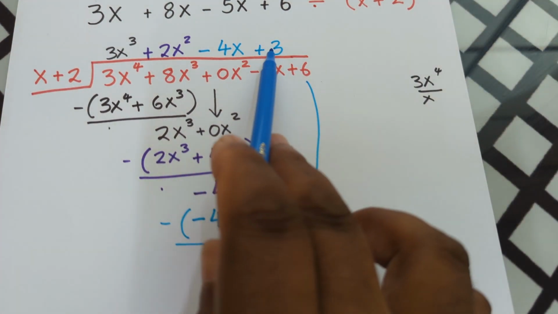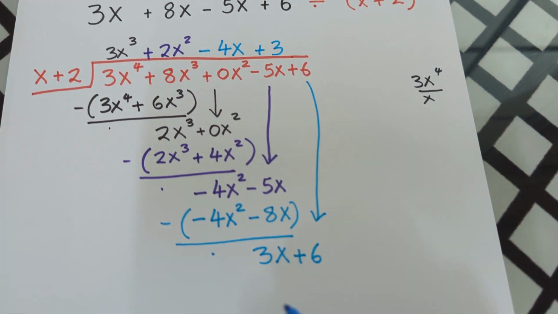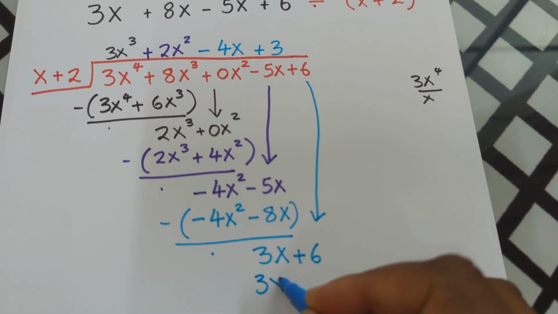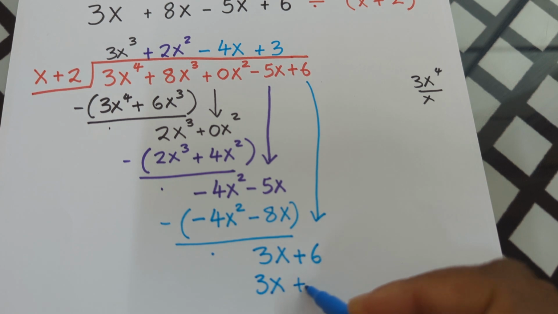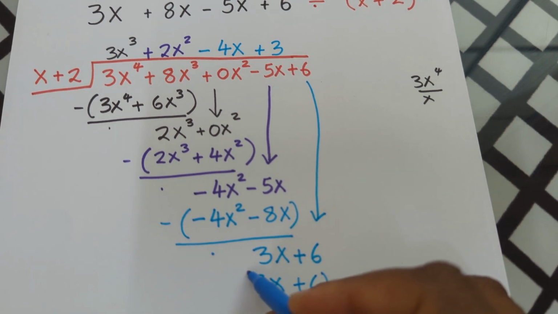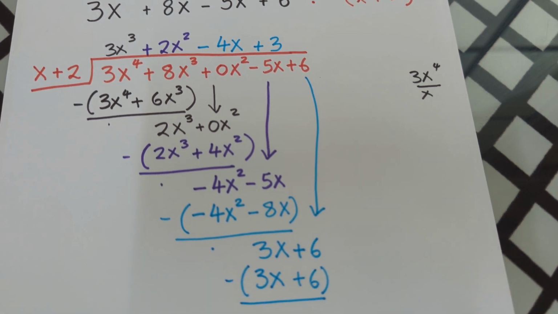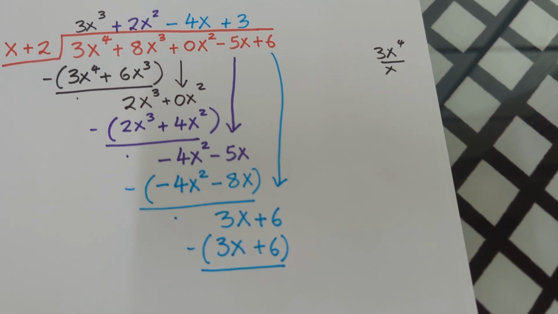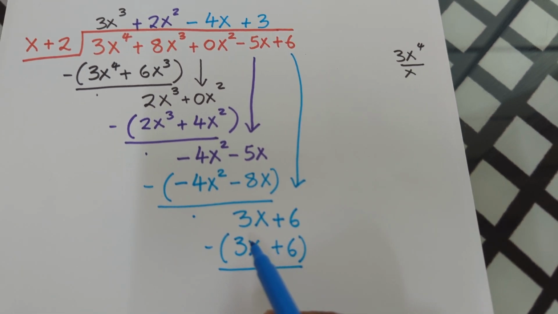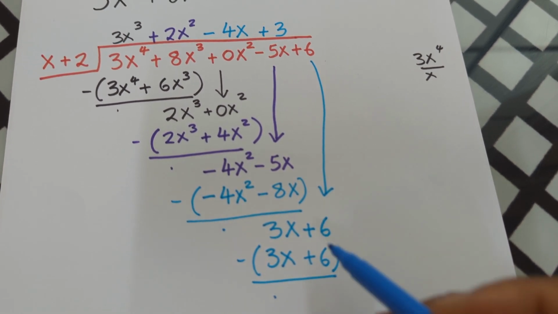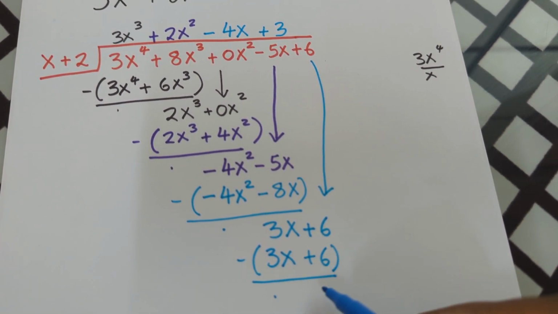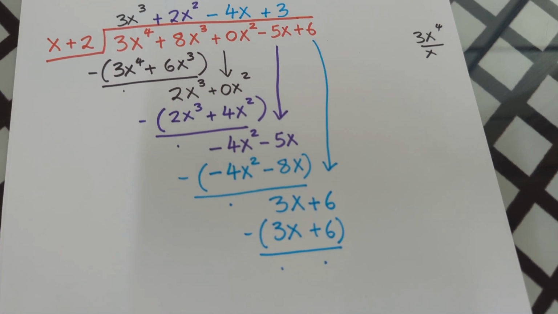Now we multiply 3 multiplied by x, that's 3x. 3 multiplied by positive 2, that's positive 6. Put our brackets and subtract. 3x minus 3x will give us a 0. And 6 minus plus 6 will also give us a 0.